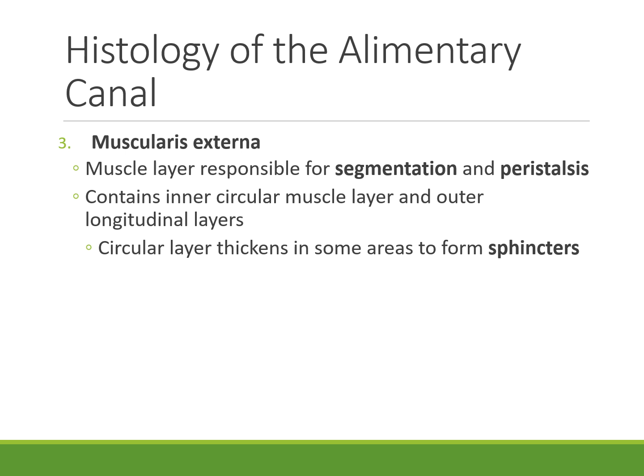The next layer out is called the muscularis externa. This is the layer that's responsible for segmentation and peristalsis. It has an inner circular muscle layer and an outer longitudinal layer. The circular layer thickens in some areas, and that's what forms the sphincters that we see in the digestive system.